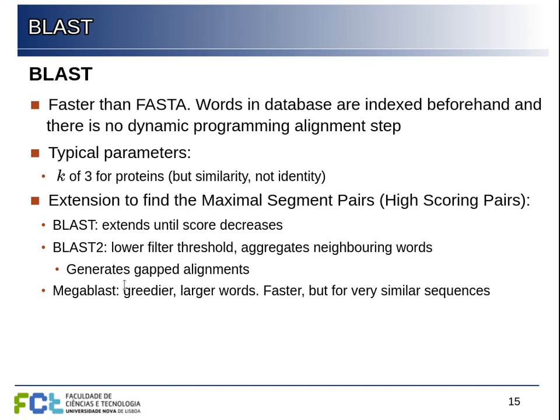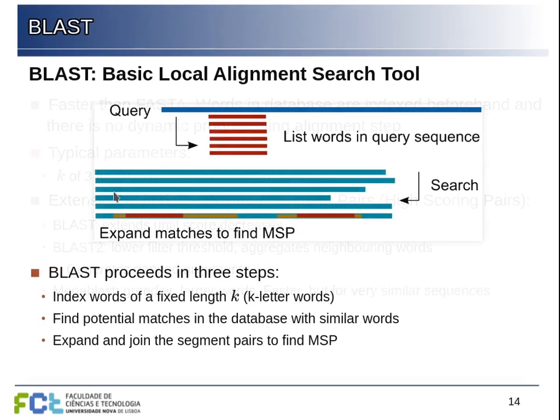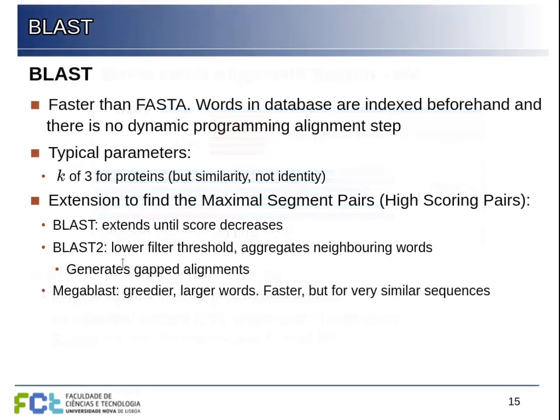There are some differences in different versions of BLAST. For example, BLAST extends these initial segments as long as the score keeps increasing. If the score starts decreasing, it stops. BLAST 2 has more tolerance. It aggregates neighboring words further apart and so on, and it can deal even with gapped alignment, so it can include gaps in those sequences. And then you can also use MegaBLAST. That's another option that uses larger words.